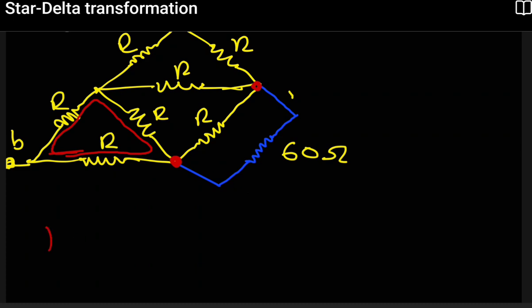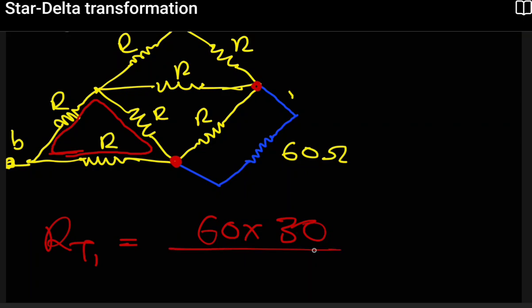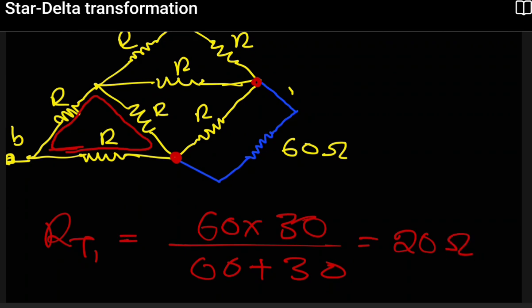So we can get their combination. Let me label it as RT1. We can just multiply the 60 by R. Each R is worth 30, so we have 30 times 60 divided by 60 plus 30. And if we do the math on this side, we get 20 here. So we have 20 ohms.